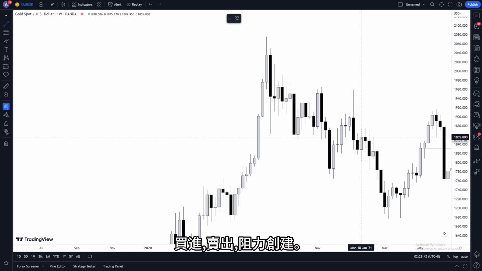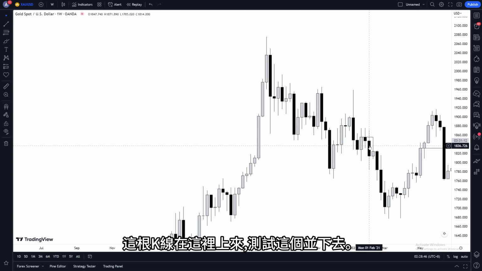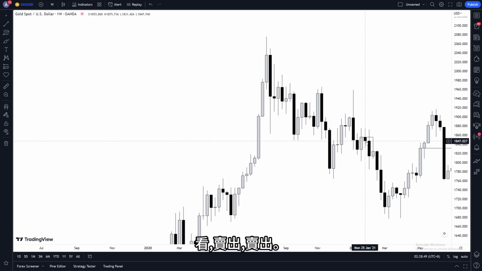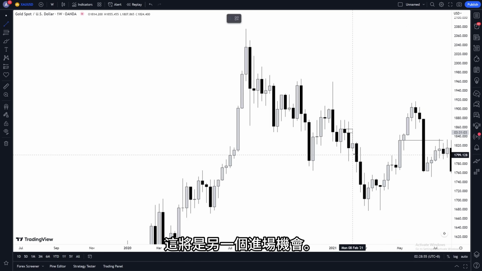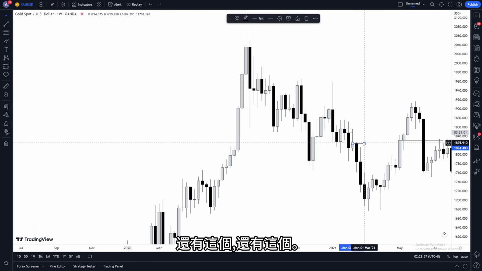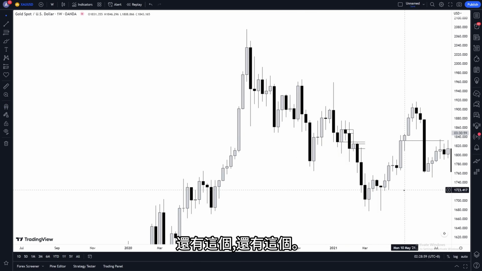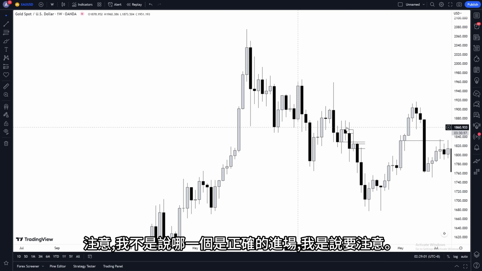Buy, sell, resistance created. This candle here comes up, tests this and goes down. Look, sell, sell. Kissing candles. This will be another entry opportunity. And this. Be aware. I'm not saying which one is the right one to enter. I'm saying be aware. Okay?